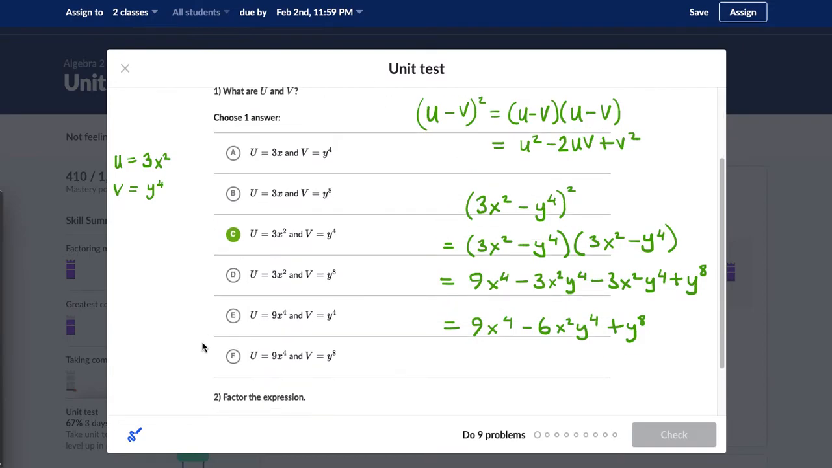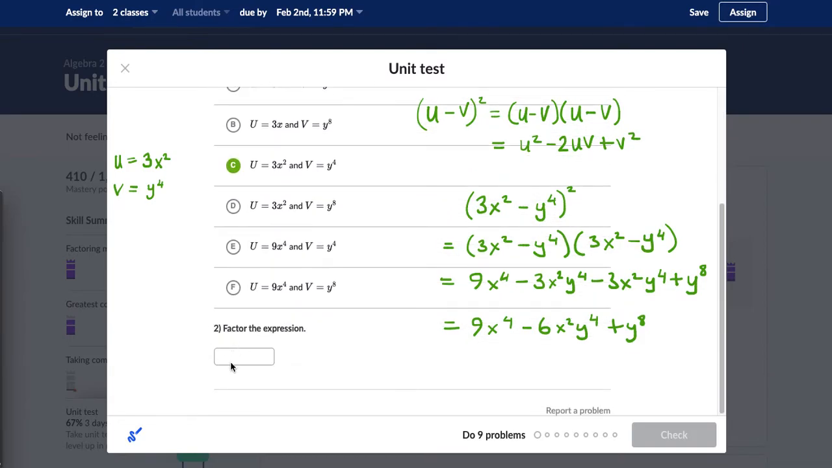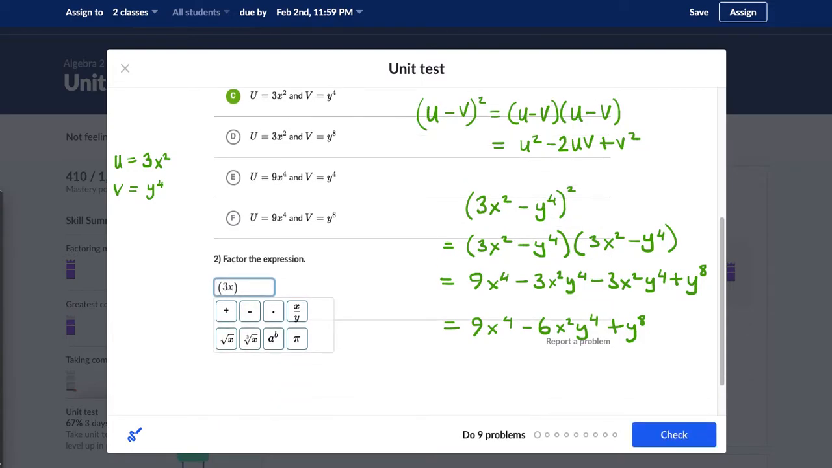Now there's a second part to this question asking us to factor the expression, so all our work is not in vain. It's right there for us. How do we factor this expression? Well, it's perfectly okay just to put it in as the u minus v all squared factor. So here we go: 3x squared minus y to the fourth, and all of that squared. This is our factored expression, which we just proved.